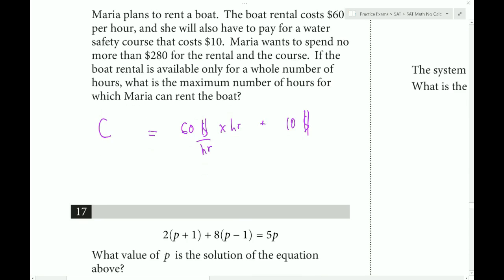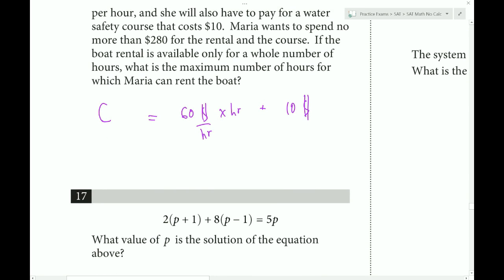Maria wants to spend no more than $280, right? So this "no more than" means less than or equal to $280, right? And by the way, both items have the correct units of dollars, so we can then drop the units, right? If the boat rental is only available for a whole number of hours, what is the number of hours she can rent the boat? So we have to solve this inequality.